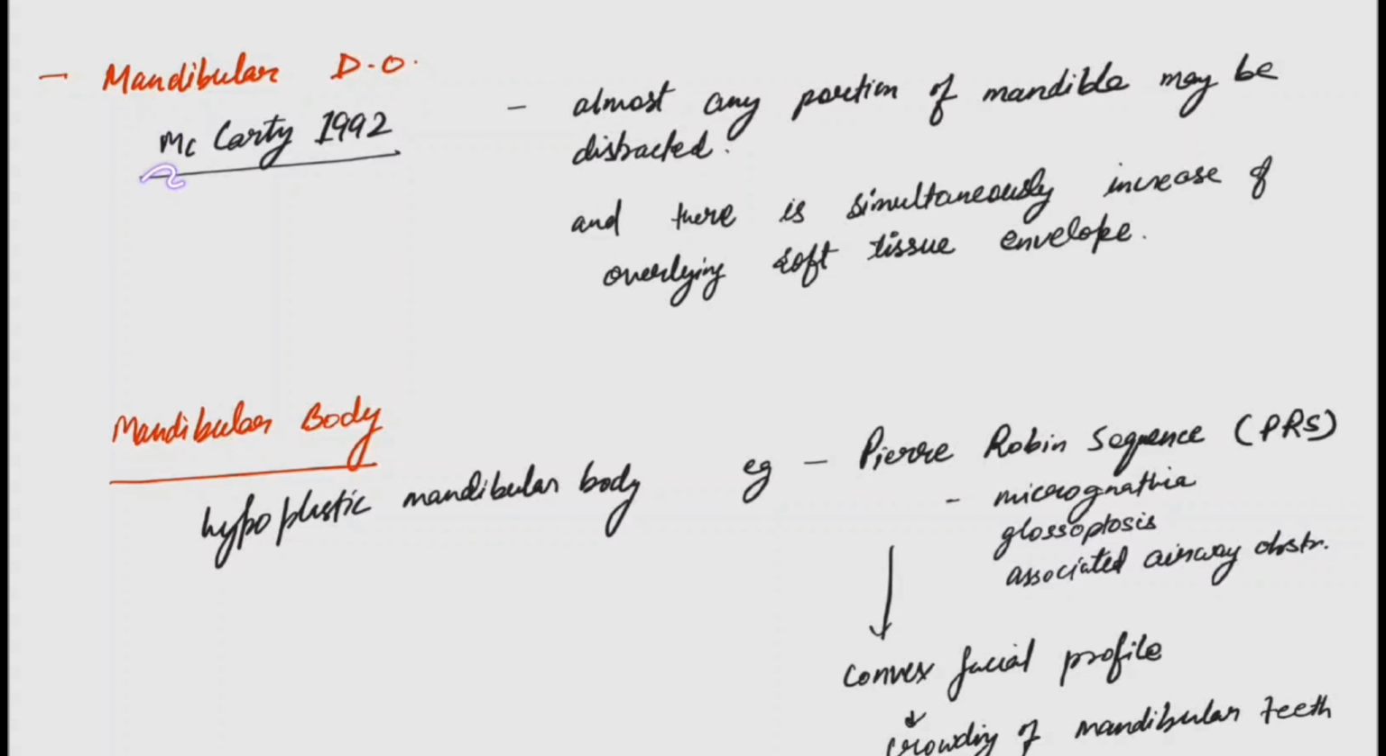Mandibular distraction osteogenesis was pioneered by McCarthy in 1992. He described that almost any portion of the mandible may be distracted and there is simultaneous increase of the overlying soft tissue envelope. So mandibular distraction osteogenesis is a very useful concept.